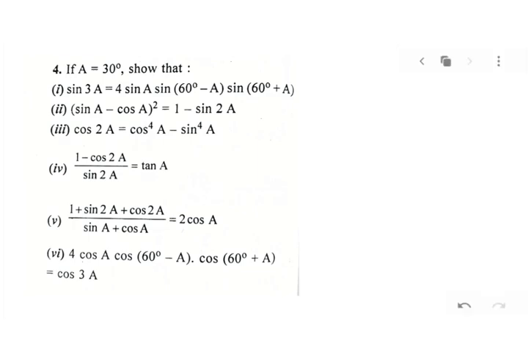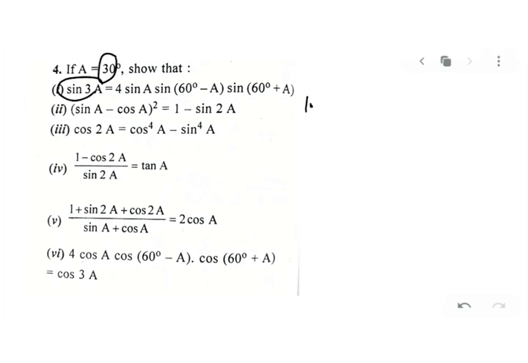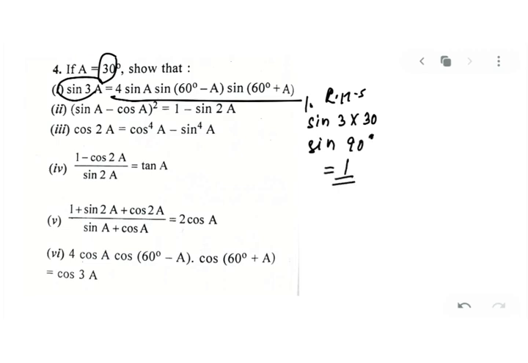Next we have question number 4. In that I'll be taking your first problem, and it goes A is 30, and you have to again prove, that means your left hand side should be equal to the right hand side. I am first solving the left hand side, that is sin 3A. The value of A is 30, so I'll put 3 into 30, that is sin 90, and the sin 90 value is 1.